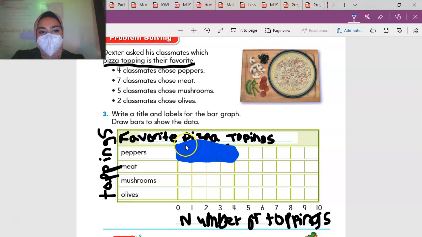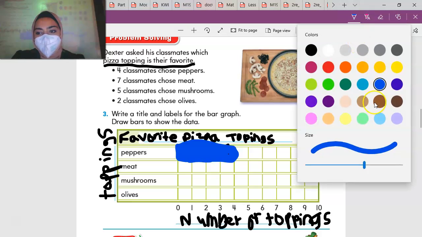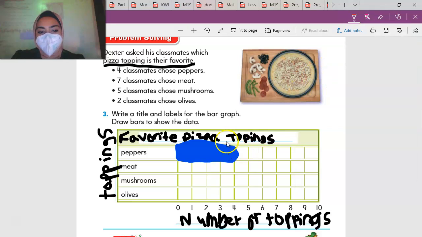Okay, how many people chose meat? 7. Very good. So 7 people chose meat. 1, 2, 3, 4, 5, 6, 7. And if I look here, it aligns with the number 7. And then I'm going to make a bar and then color it in.